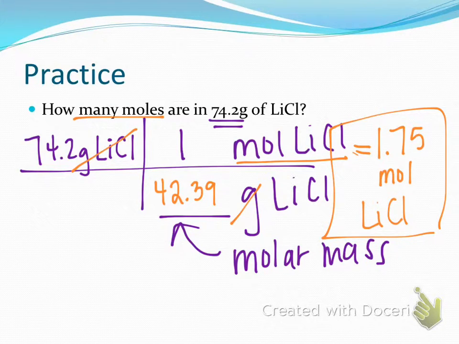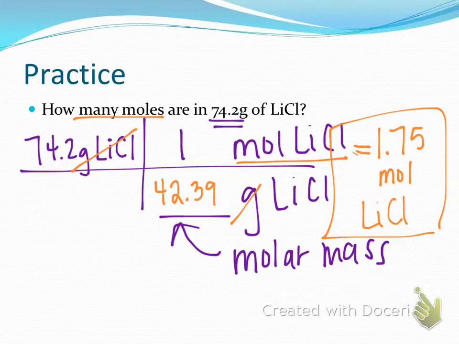Now we need to go back and check to make sure our answer makes sense. If we know that 1 mole of lithium chloride weighs 42.39 grams, and we started with 74.2 grams, that's almost 2 times as much, right? So it makes sense that we have almost 2 full moles of lithium chloride. Do we agree there? You can check yourself by looking at that original starting amount to see how it compares to your molar mass, because we know the molar mass is of 1 mole. Any questions here?